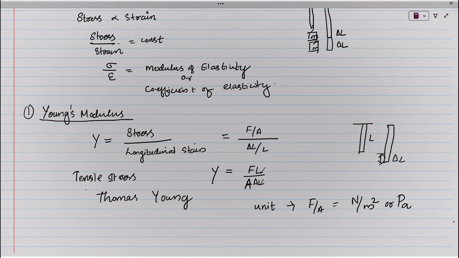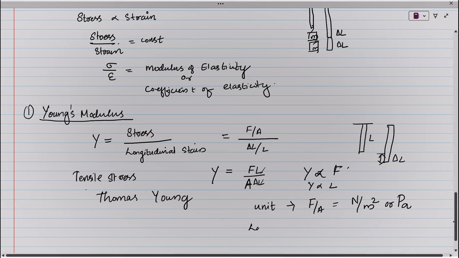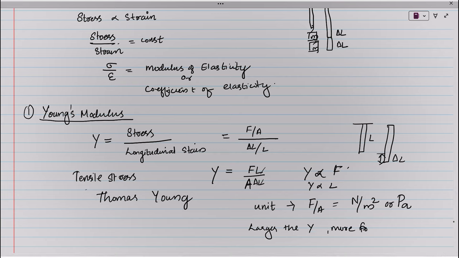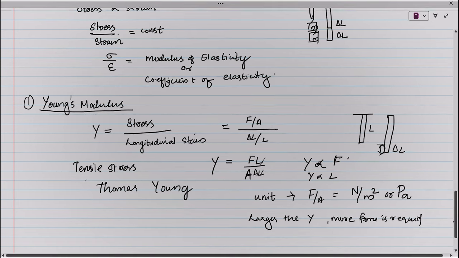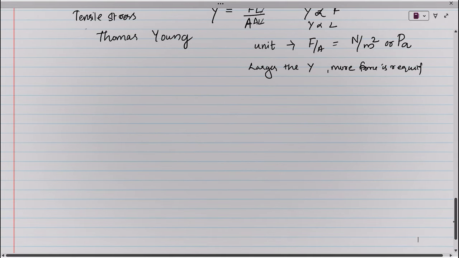Okay, Young's modulus Y is directly proportional to force and length. The larger the Y, the more force is required to elongate the material. Okay, this is the Young's modulus.